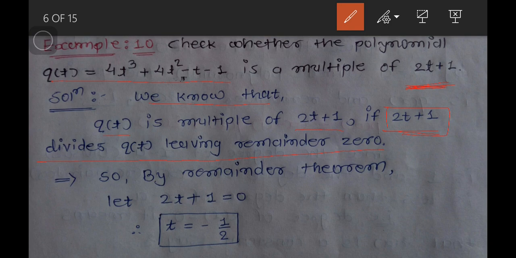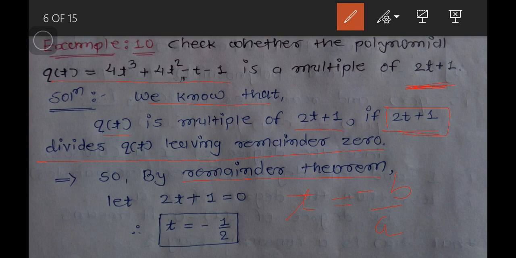So now by remainder theorem, we want to find the zero of 2t plus 1, that is a linear polynomial. So here let 2t plus 1 equal to 0, or you can also use the formula t is equal to minus b by a, that you get the zero of a linear polynomial directly. But if you want to use this method, then you can also use this. So 2t plus 1 equal to 0, and at last if you evaluate, we get t is equal to minus half.